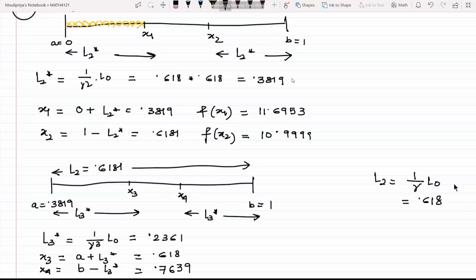Now one more thing, since golden section search is just an extension of Fibonacci search, what did we read in Fibonacci search? We knew that one of the points is going to be the same as one of the previous iterations. Do you remember? Here also, X3 is the same as X2, right? So f of X3 need not be calculated. We can directly write f of X3 to be 10.9999. We just need to calculate f of X4, and what is that equal to?